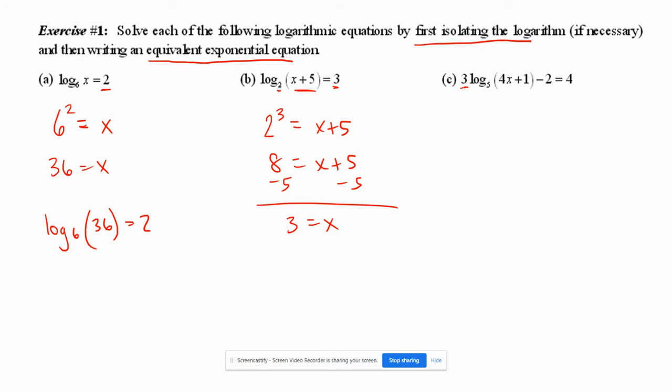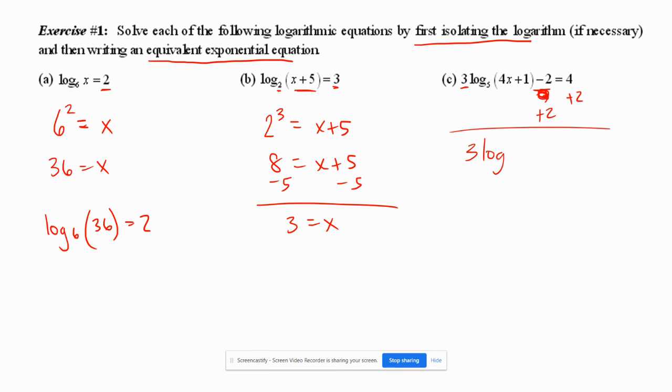This one, we've got a little bit more work to do. If you've got numbers outside multiplying by the log and subtracting, we have to take care of that first before we convert to exponential form. So add 2 to both sides first, because we don't want to divide by 3, we really don't want to do that. So instead, we want to add 2 to both sides first.